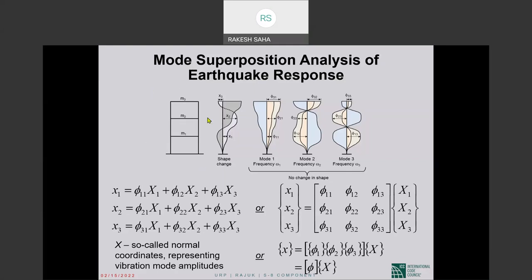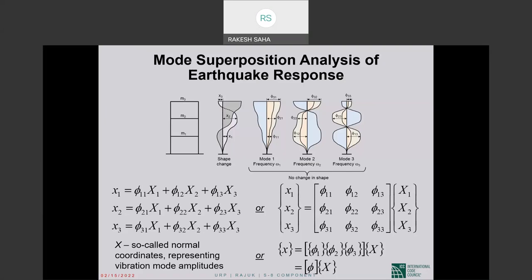So this is the lumped mass model of a three-story building that is undergoing vibrations under earthquake excitation. The thing that is all important is that the deformed shape of the building changes from one instant to the next. Okay? The deformed shape is not the same for any significant length of time.